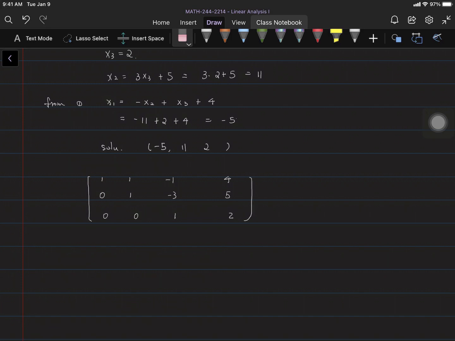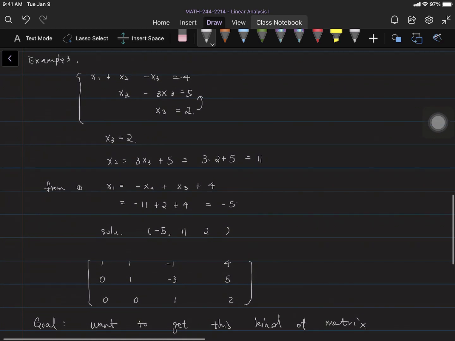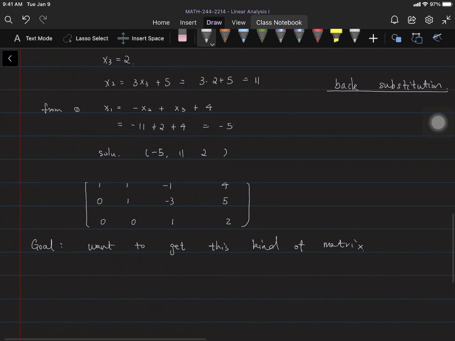So in the future, our goal is this. We want to get this kind of matrix, and then use the method in this example to solve for x1, x2, and the other unknowns. Actually, this method is called back substitution. It's just like we keep plugging them back. So we get x3, plug back, get x2, and after that we plug back into the first equation, get x1. So it's called back substitution.